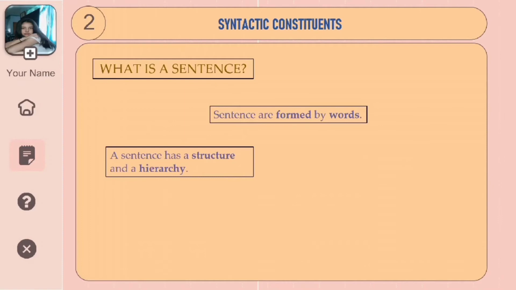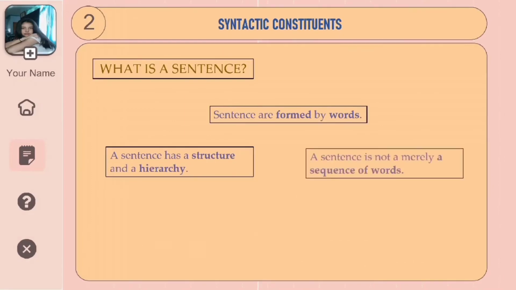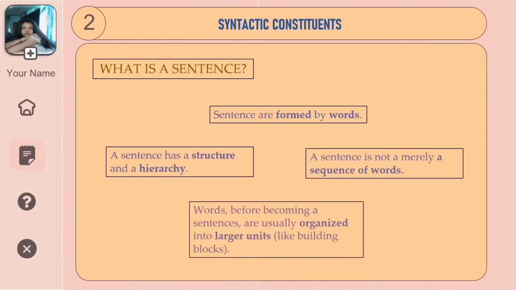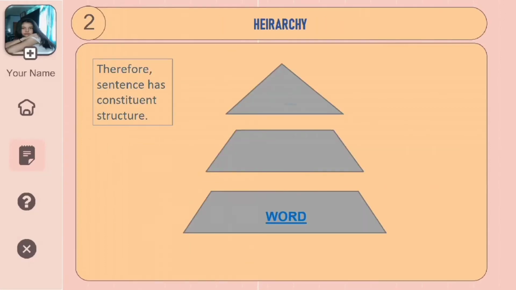Structure in the sense that there is order, but there is also a hierarchy. There is a similar structure as at the sentence level, in the sense that a sentence is not just a random sequence of words. Actually, words sometimes, before becoming part of the sentence, are organized into smaller units, and then it's only those units that become part of the sentence. So you see, there is this hierarchy.